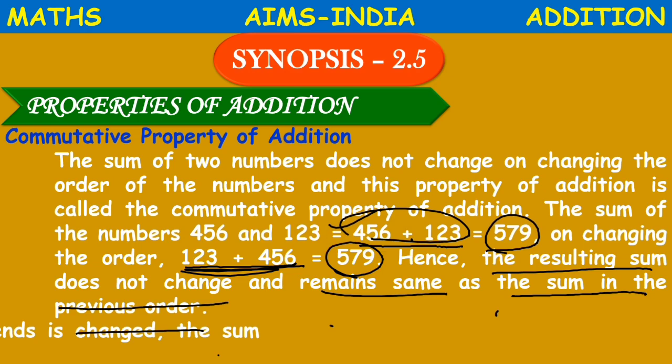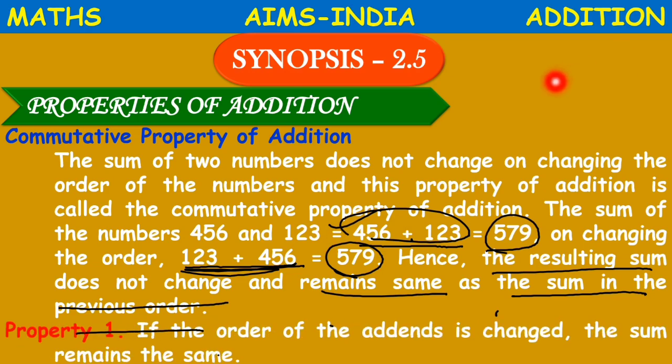Commutative property. What does it say? That even though the order of the addends, meaning these two numbers 456 and 123 which we are adding together, is changed, the sum remains the same. Yes, the sum remains the same.